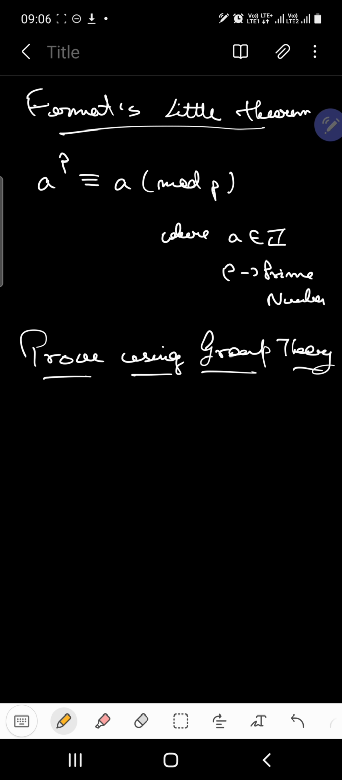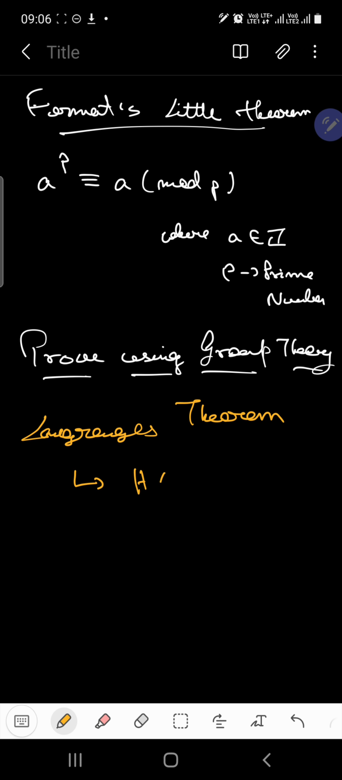To understand the proof of this particular theorem, we first need to understand what is Lagrange's theorem. Lagrange's theorem says that if there is a subgroup H of some group G, then the order of H will divide the order of G. That is, the order of a subgroup will divide the order of the group. This is what Lagrange's theorem means in simple words.